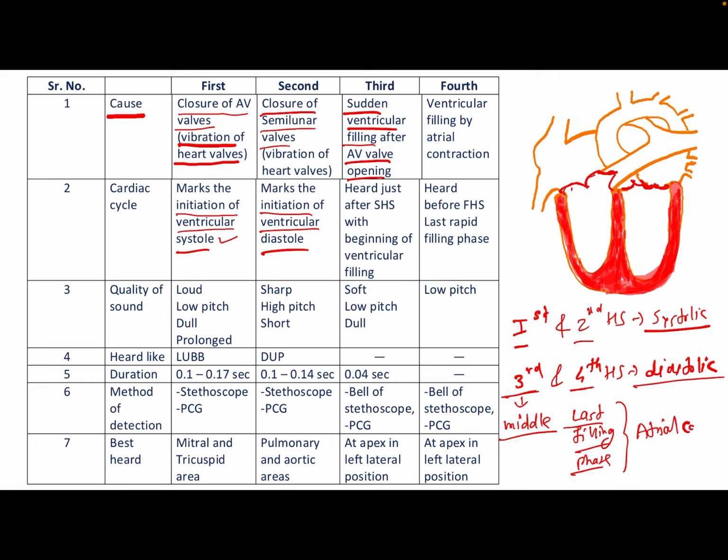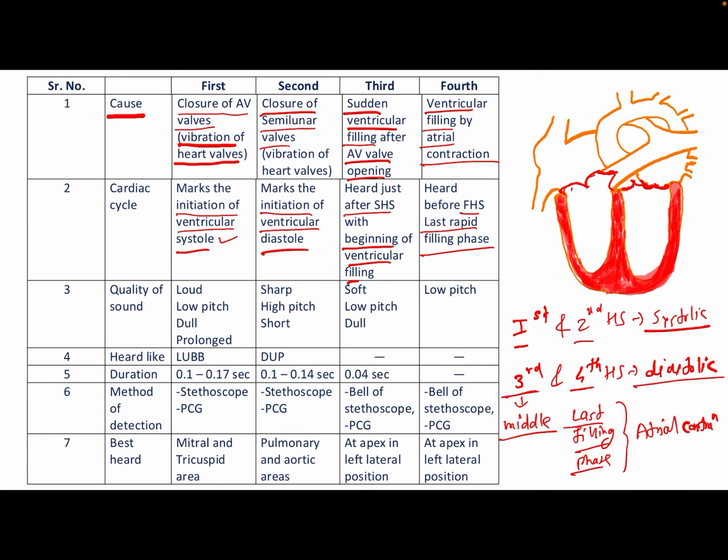The fourth one is due to atrial contraction. So the third heart sound, sudden ventricular filling after AV valve opening, is heard just after the second heart sound, at the beginning of the ventricular filling phase, that is the diastole. And the fourth heart sound is heard during ventricular filling after atrial contraction, and it is heard before the first heart sound, during the last rapid filling phase of the cardiac cycle.